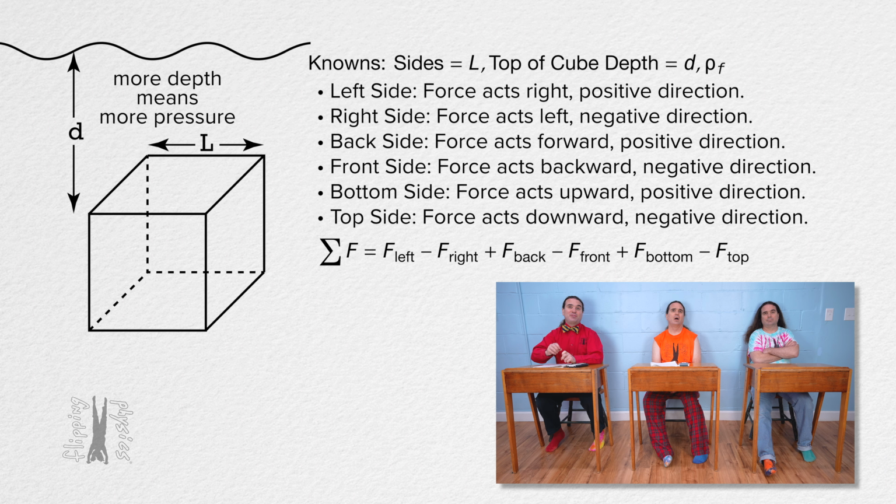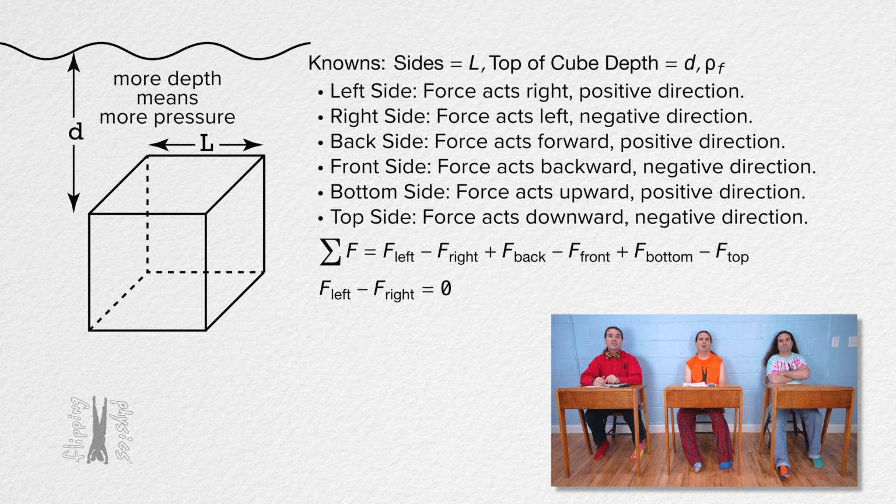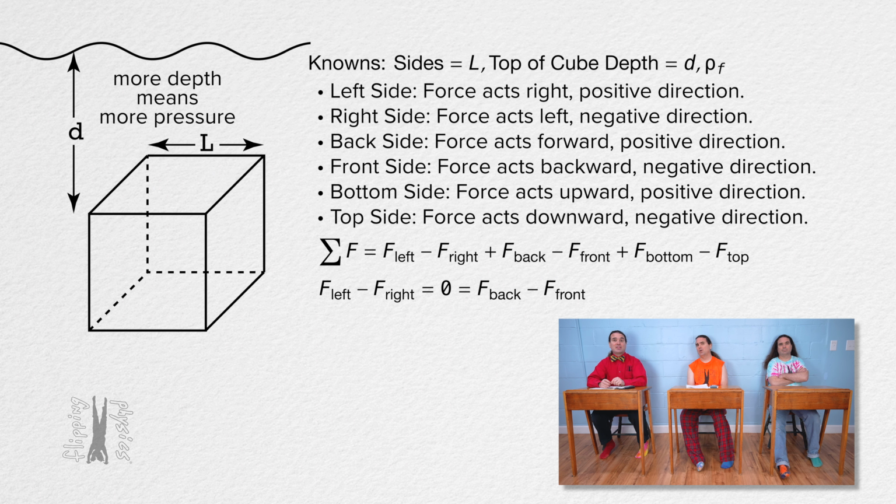Oh, and the force acting on all 4 vertical sides of the cube are equal in magnitude because all 4 vertical sides have the same area and are at the same depth in the fluid. That means the force on the left side minus the force on the right side equals 0. And the force on the back side minus the force on the front side also equals 0. In other words, the net force acting on the cube is just the force acting on the bottom side minus the force acting on the top side.